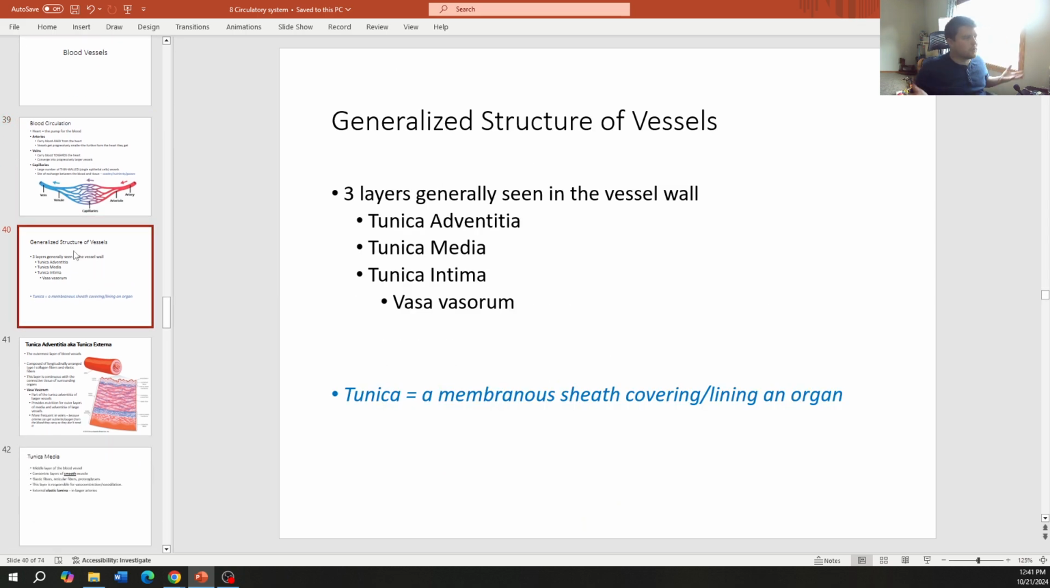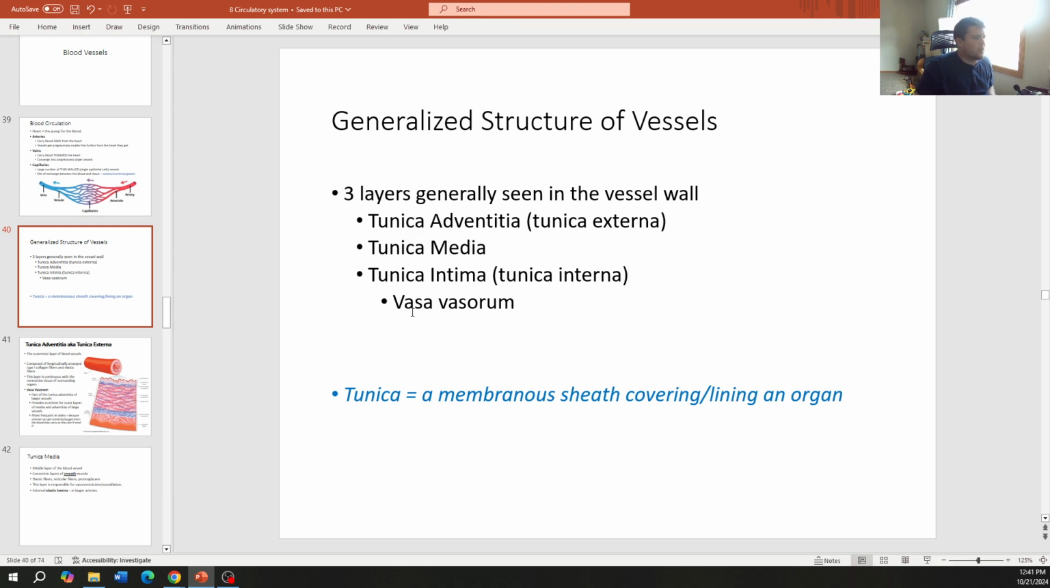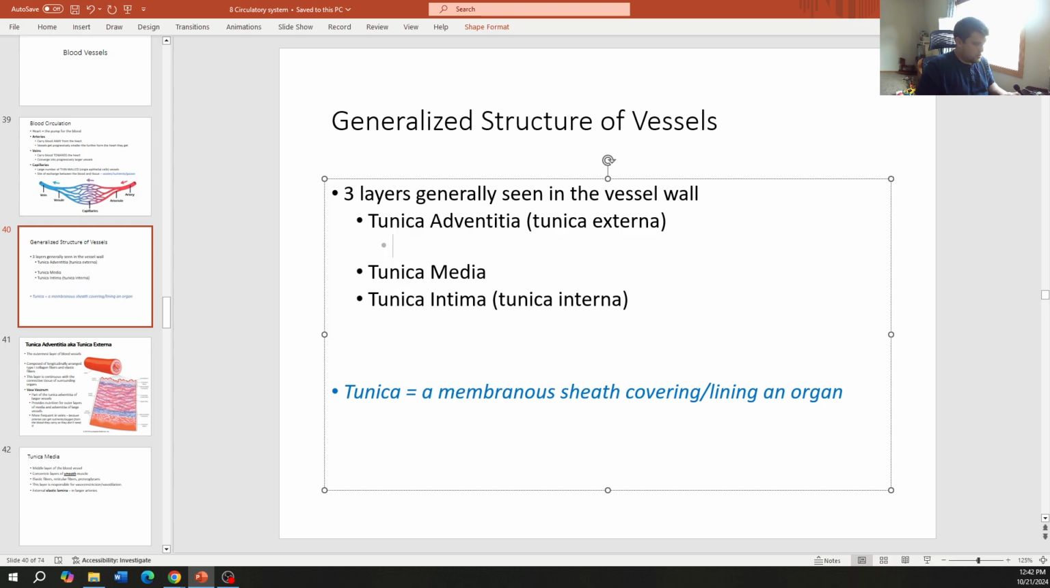So in general, there are 3 layers seen in our vessels. Specifically, the veins and the arteries is what we're going to be mostly talking about here. We have these 3 layers: tunica adventitia, tunica media, and tunica intima. Tunica adventitia is also known as tunica externa. Tunica intima is also known as tunica interna as well. And then we'll talk about another structure known as the vasovasorum, which actually should be here.